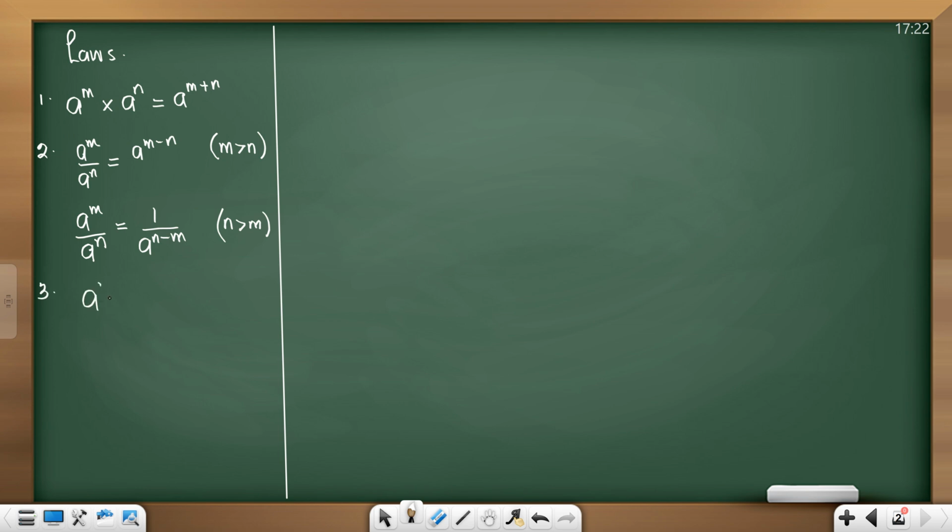Law number three, if we have an exponent to a power, what do we do? Here we multiply the exponents. And finally, number four, which is similar to number three, but we are going to have two things in the bracket. Let's put a p here. What do we do? We distribute and multiply. So it's going to be a to the m times p, times b to the n times p. This is very, very important.